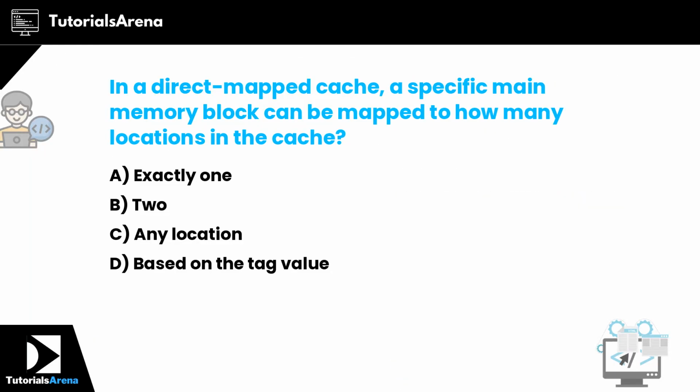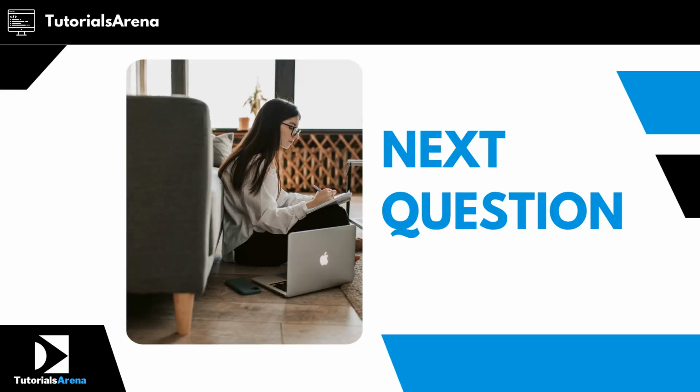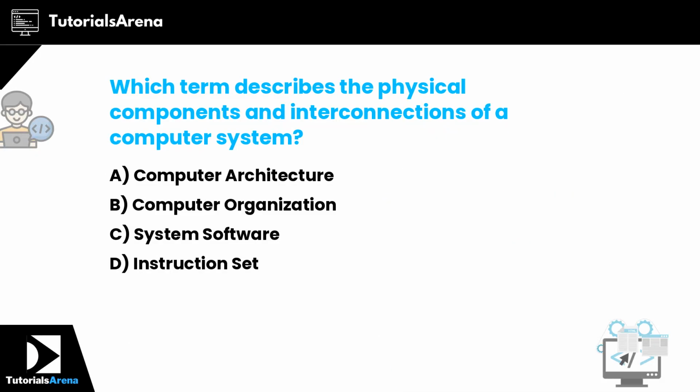In a direct mapped cache, a specific main memory block can be mapped to how many locations in the cache? The correct answer is option A, exactly 1. Which term describes the physical components and interconnections of a computer system? The correct answer is option B, computer organization.